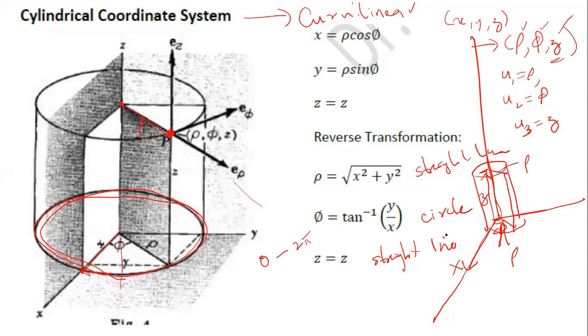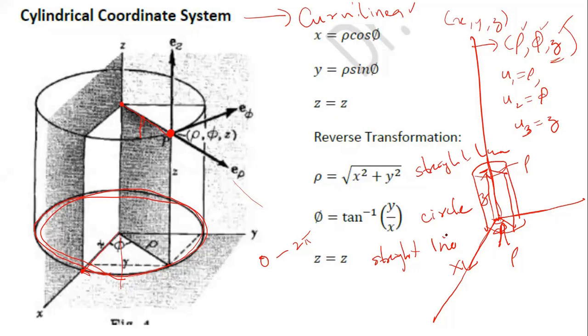So therefore, here in this cylindrical coordinate system, you have three coordinate variables, rho, phi, and z. Out of these three coordinate variables, the phi coordinate is a curve. So this cylindrical coordinate system as a whole, you can classify it as a curvilinear coordinate system. All right, curvilinear coordinate system.